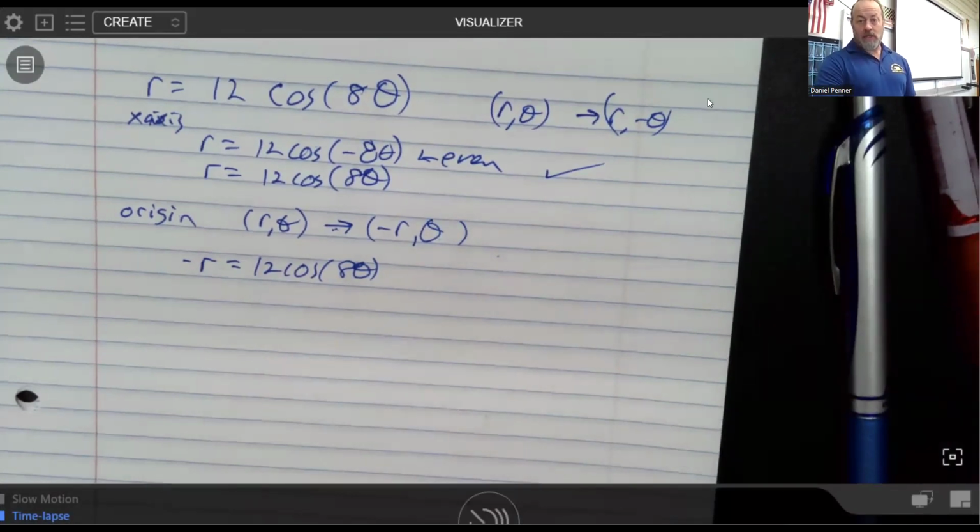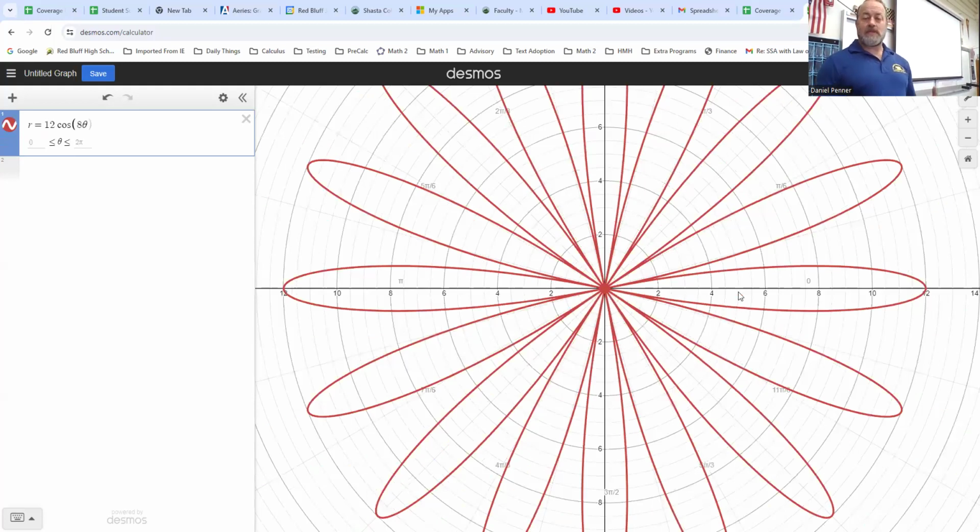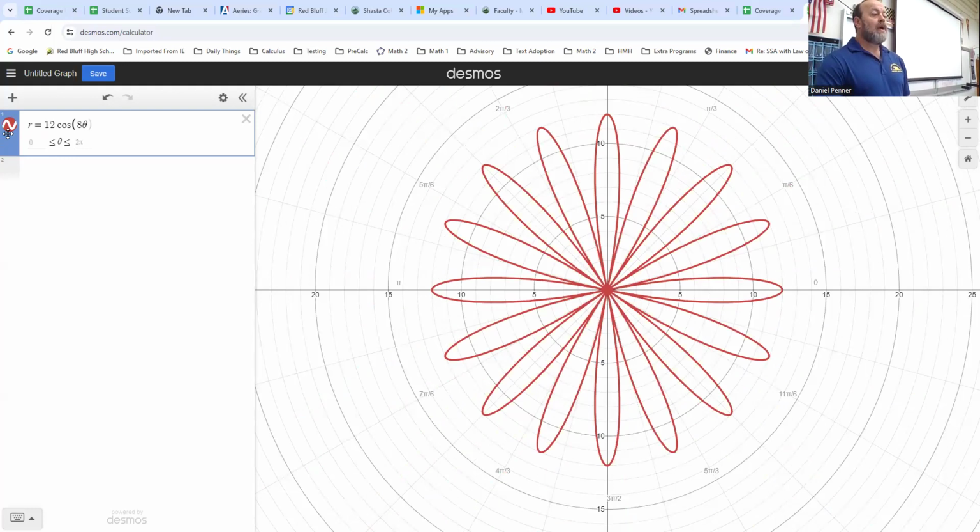And I'll try to show you really quickly in Desmos why that's actually true. So let's go ahead and take a look at this. If it fails, it should produce something that is totally different. So we'll take a look at a Desmos graph of what r equals 12 cosine 8 theta looks like. Now you can see that it does have, in fact, all of those symmetries. But the thing that I wanted you to see is that if I took this graph right here, and I replaced this r over here with a negative r, did it actually change what the graph looked like? So r and negative r look like they might be different when in fact they are the same.